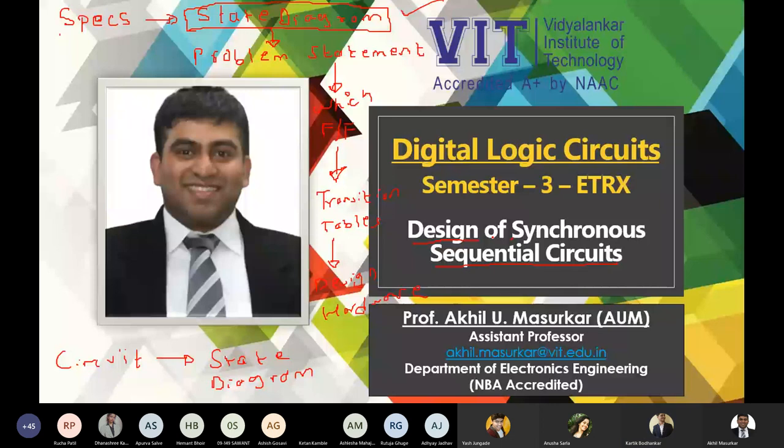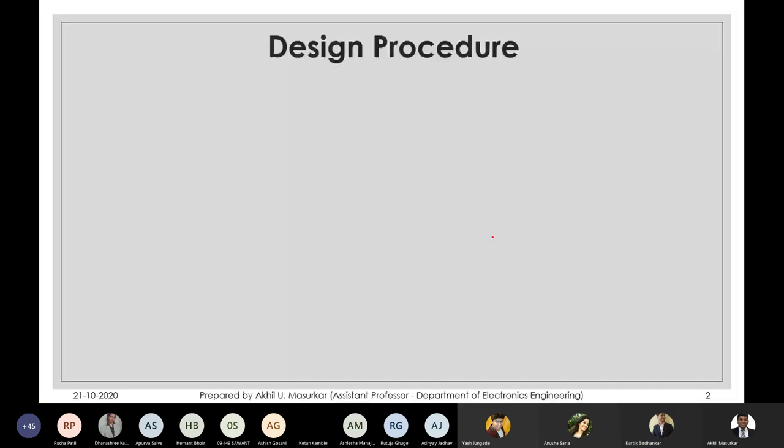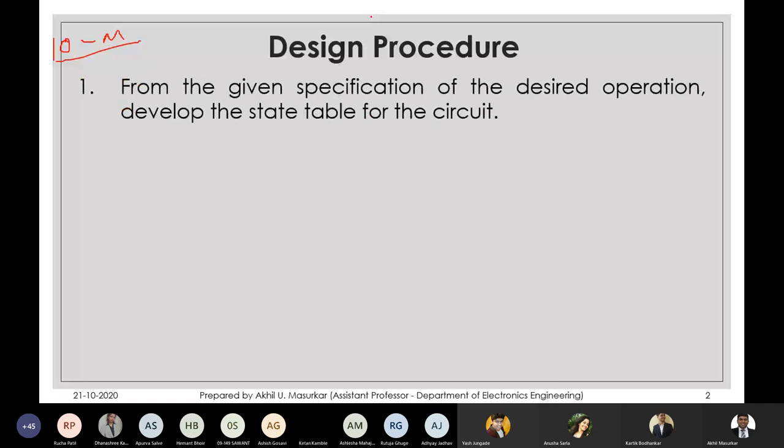So this question is like a potential 10 marks question in your exam. So we will see 3-4 problems on this today and with different states and so on. So first, you write down the design procedure. So the first step is, like I said, from the given specification of the desired operation, develop state table for the circuit. So this specification that we are talking about will be in terms of state diagram.